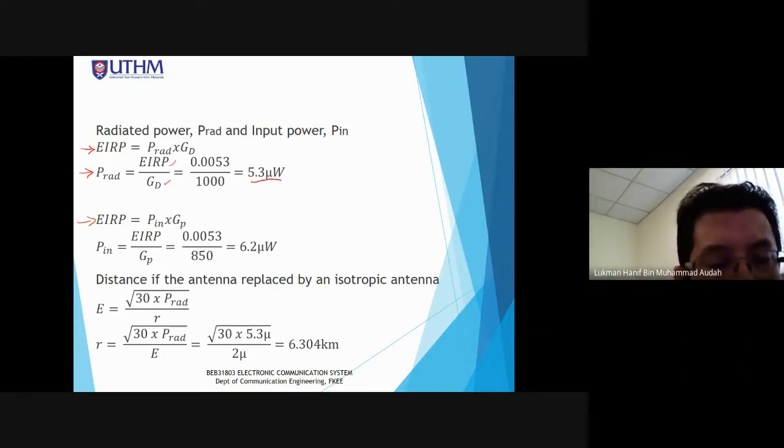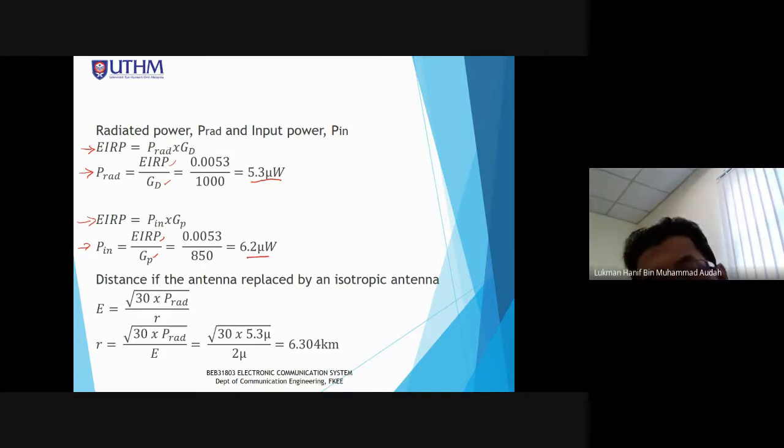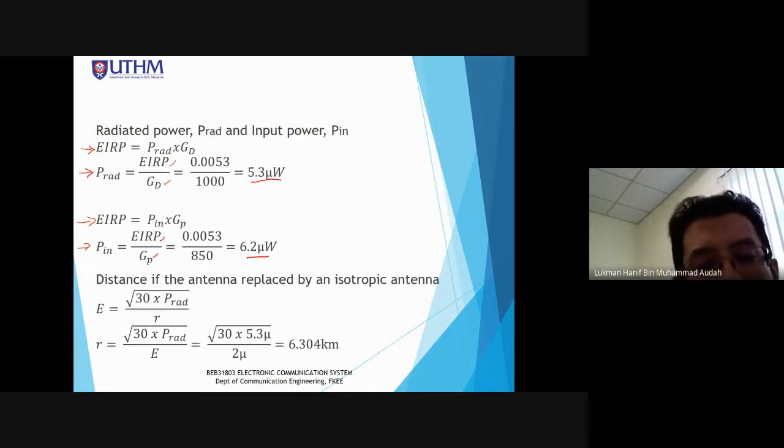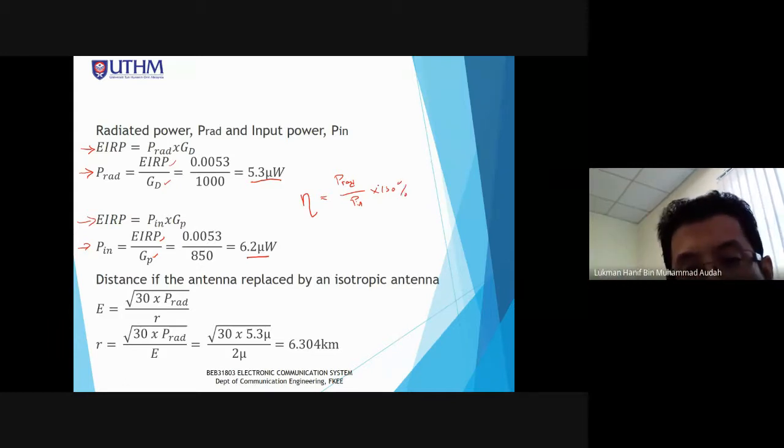Okay, and from here we can find the P input. P input is equal to EIRP divide with the power gain. So 0.0053 divide with 850, so we get 6.2 microwatt. Okay, dan kalau kamu masih ingat lagi, sebenarnya kita juga boleh menggunakan persamaan efisiensi, yang mana efisiensi bersamaan dengan P radiation divide with P input multiplied with 100%. Boleh juga kita dapatkan daripada persamaan ini. Okay, yang telah kita lihat dalam slide sebelumnya.